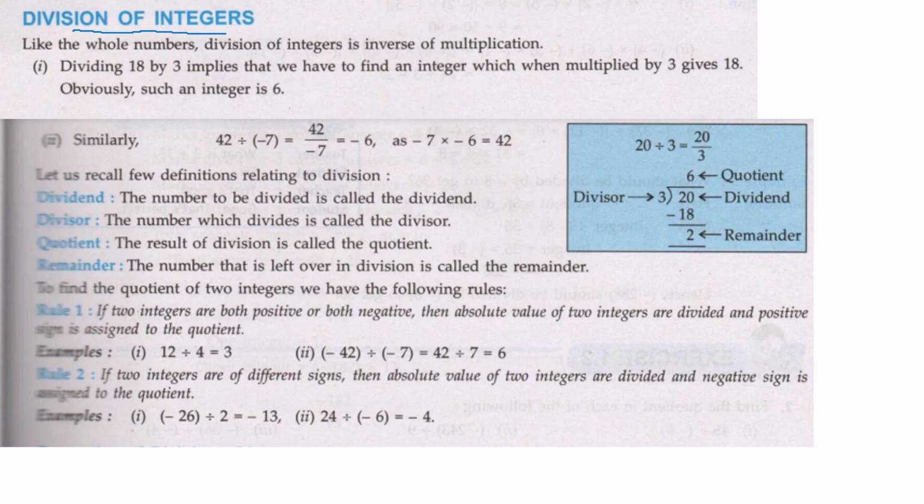Now before we begin, dividing 18 by 3 implies that we have to find an integer which when multiplied by 3 gives 18. Obviously, such an integer is 6. Actually, division is just the reverse of multiplication.